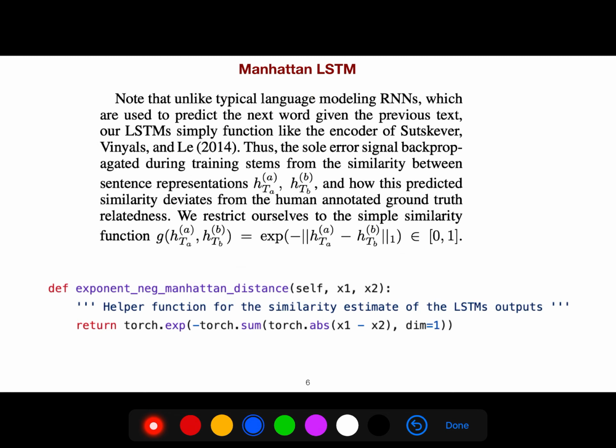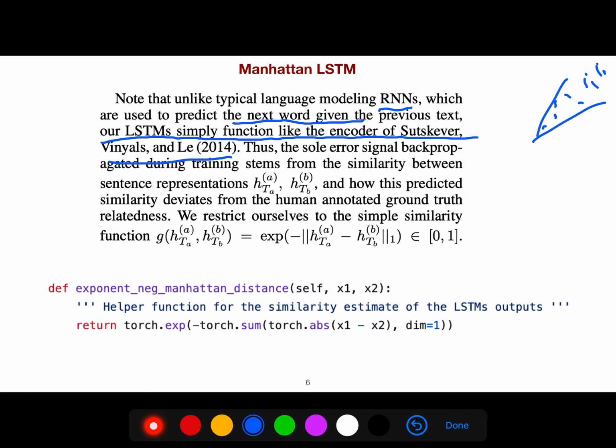Unlike typical language model RNNs, which are used to predict the next word or token, our LSTM simply functions like the encoder of this architecture, thus the sole error signal backpropagated during training stems from the similarity between the sentence representations. And of course, this idea avoids the anisotropic phenomena that happen in classical networks.